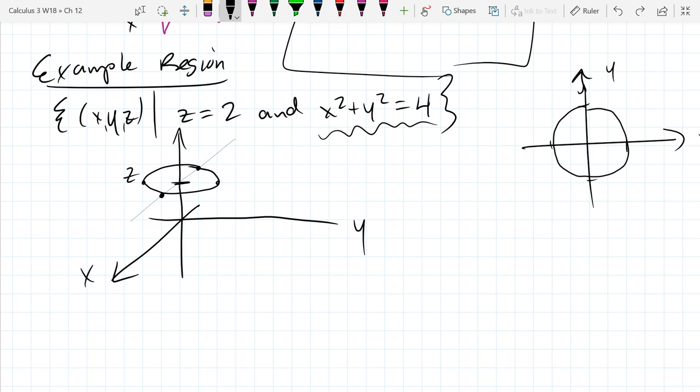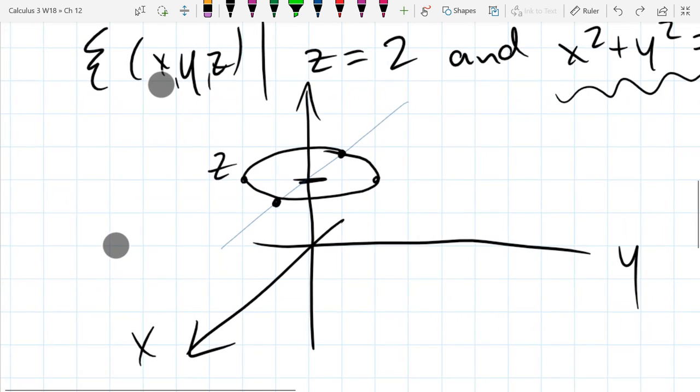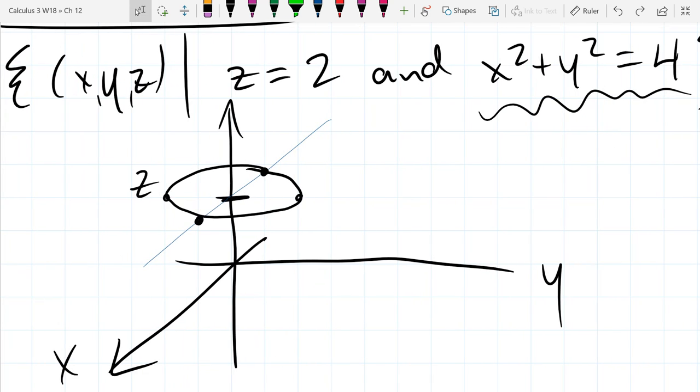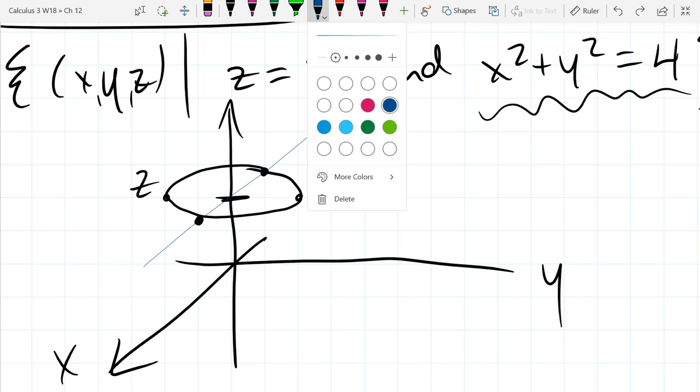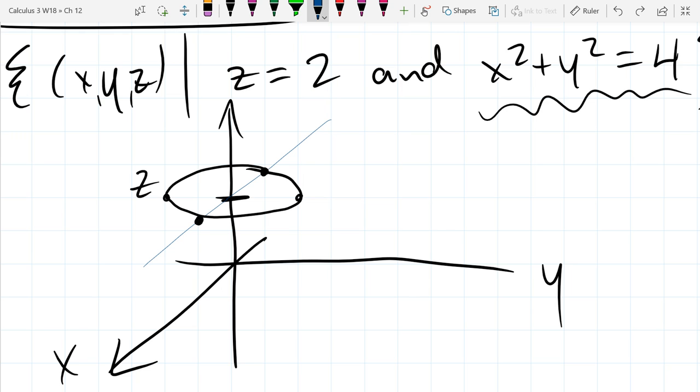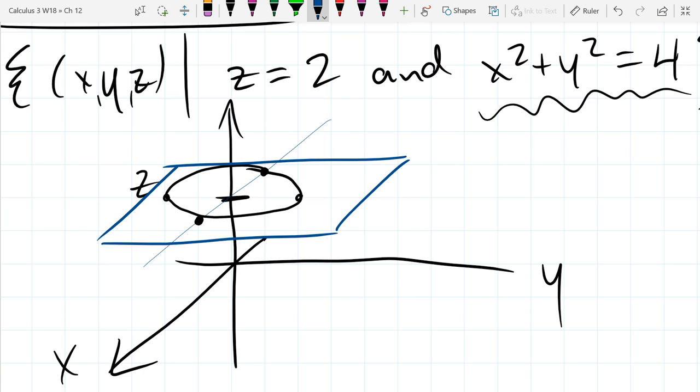Well, so what I drew is the intersection of the two equations. If I draw them separately, I'm already using blue for the plane, so I'll just keep going with blue. The real z equals 2 plane is a horizontal plane that looks like this, and it's infinitely wide. Then there's also the infinite cylinder. I'll go with purple for that.